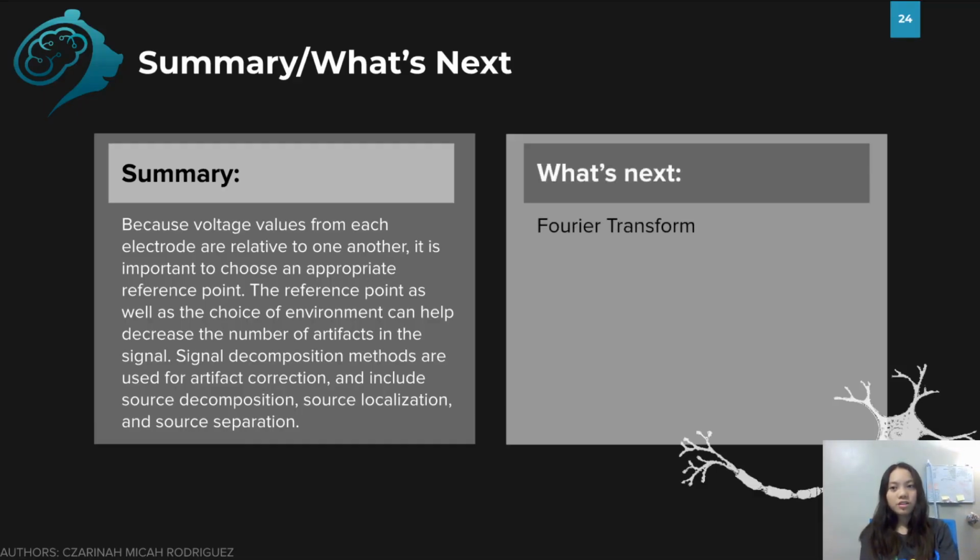And so here's our summary. Because voltage values from each electrode are relative to one another, it is important to choose an appropriate reference point. The reference point, as well as the choice of environment, can help decrease the number of artifacts in the signal, and signal decomposition methods are used for artifact correction and include source decomposition, source localization, and source separation.